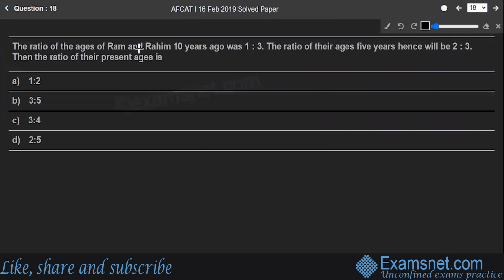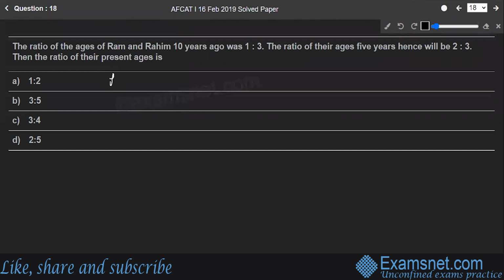It says the ratio of the ages of Ram and Rahim 10 years ago was 1:3. The ratio of their ages 5 years hence will be 2:3. What is the ratio of their present ages? All right. First of all, we'll assume let the ages of Ram will be 10 years ago. This is 10 years ago.